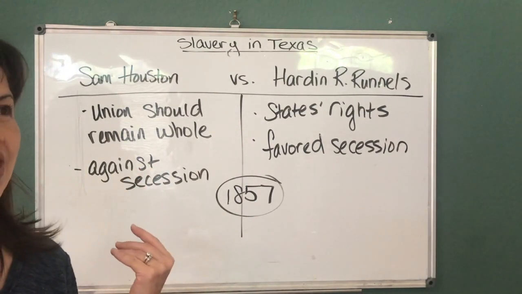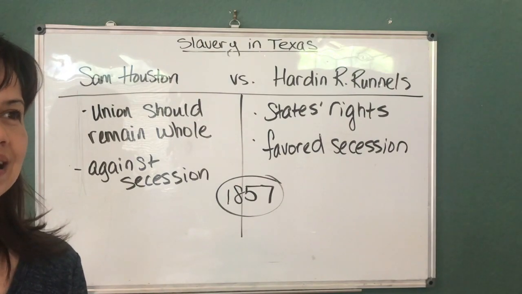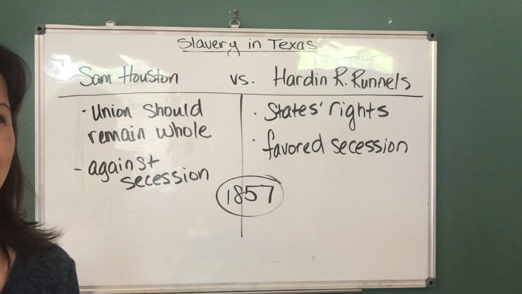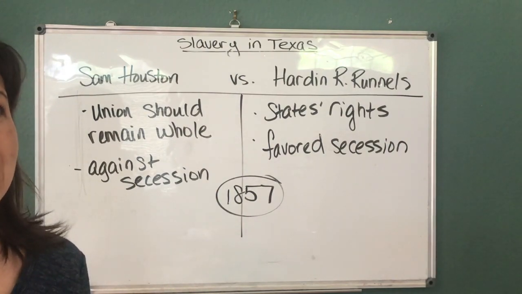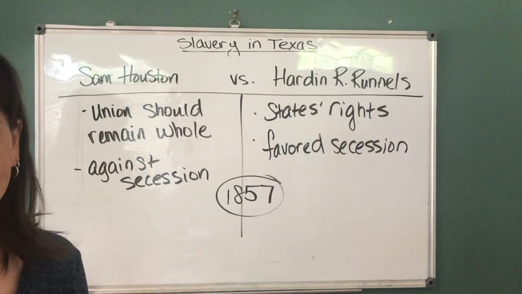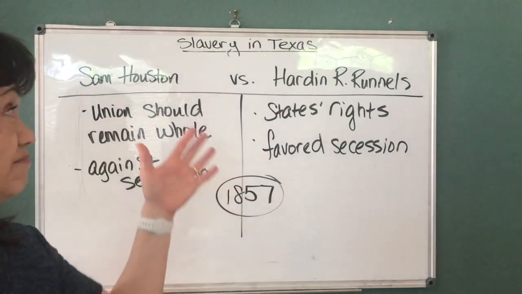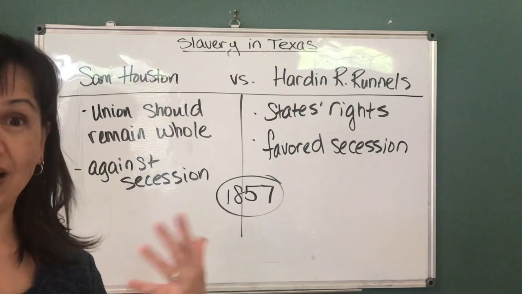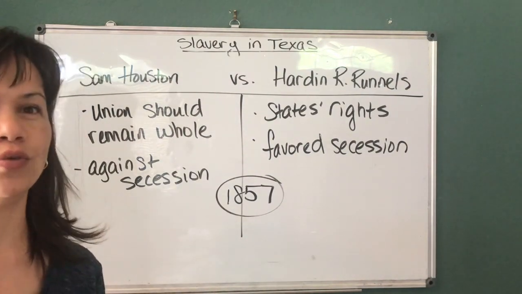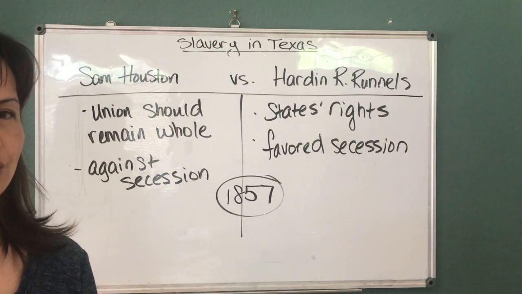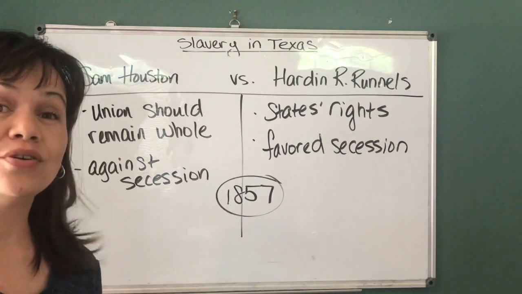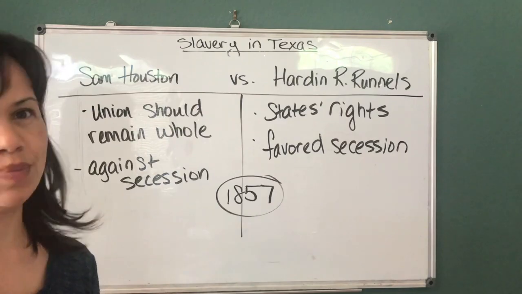Why? Because what he didn't realize is how much so many Texans at that time were pro-slavery. They really believed in states' rights, and they depended on slavery for their economy. Remember, as the cotton industry grew, the slave population grew. They would rather secede from the Union than give up their right to own slaves.